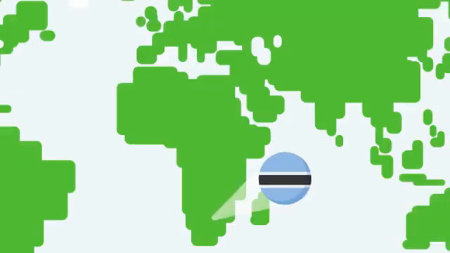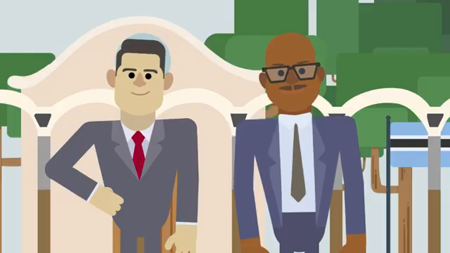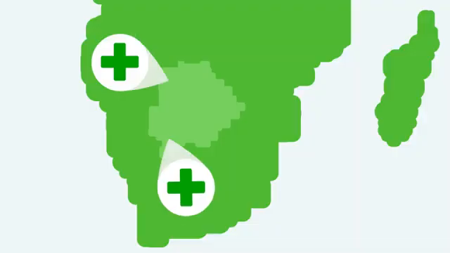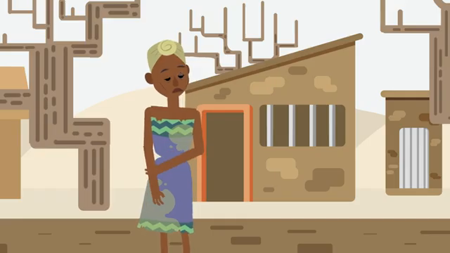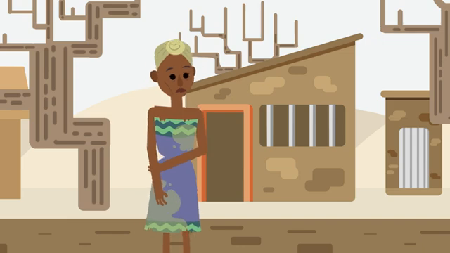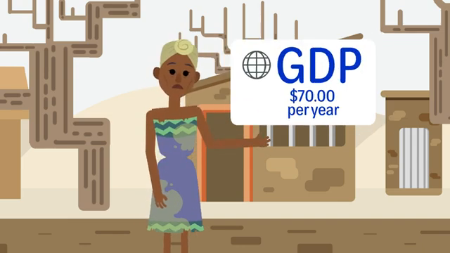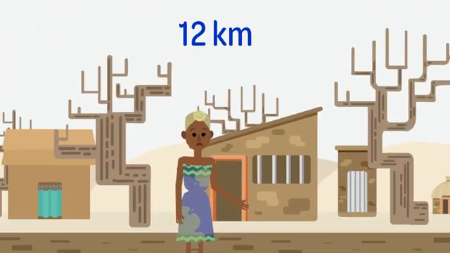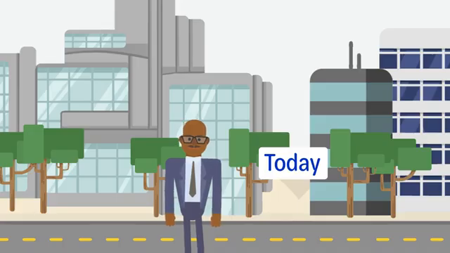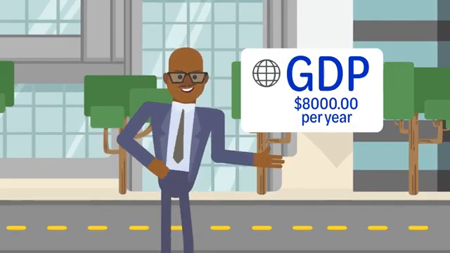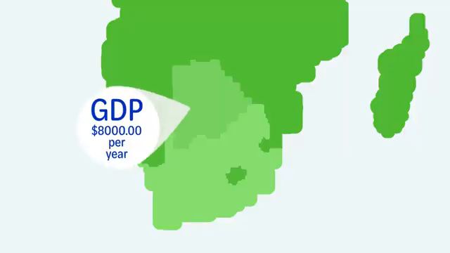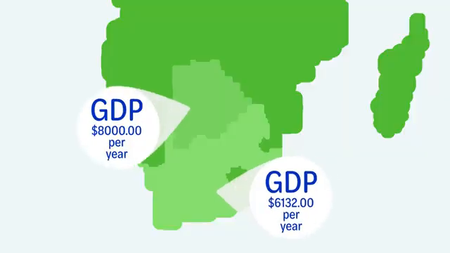For example, Botswana has received foreign investment from De Beers to develop its diamond business. This joint venture has had a dramatic impact on the entire country. According to Bloomberg, Botswana was one of the world's poorest nations when it gained independence from Britain in 1966, with an annual per capita gross domestic product of $70 and only 12 kilometers of paved roads. Today, Botswana's road system has grown to over 7,000 kilometers, and its annual per capita GDP is over $8,000. That's higher than its more developed neighbor, South Africa.